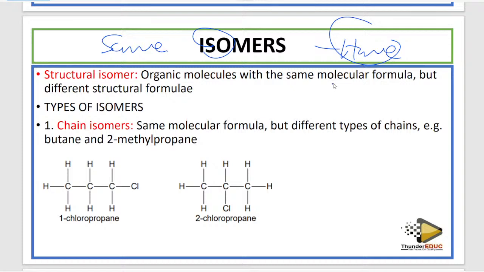Organic molecules with the same molecular formula but different structural formula. They have the same molecular formula but different structural formula. Let me give an example in layman's language. Humans. When you talk about human beings, people from Botswana, and people from Zimbabwe, and people from South Africa, and people from Malawi, whatever.